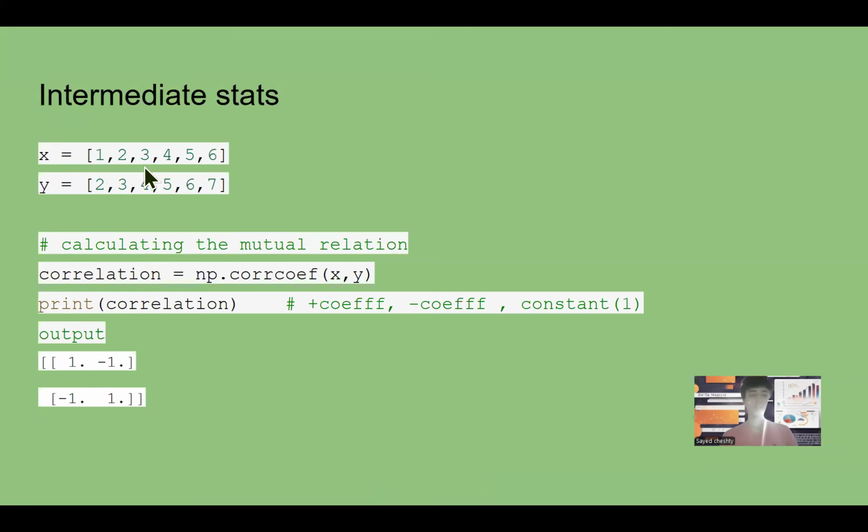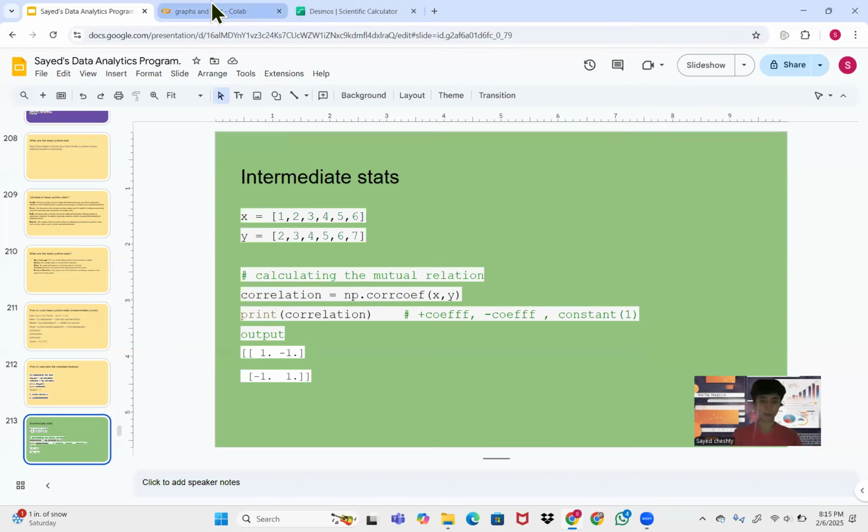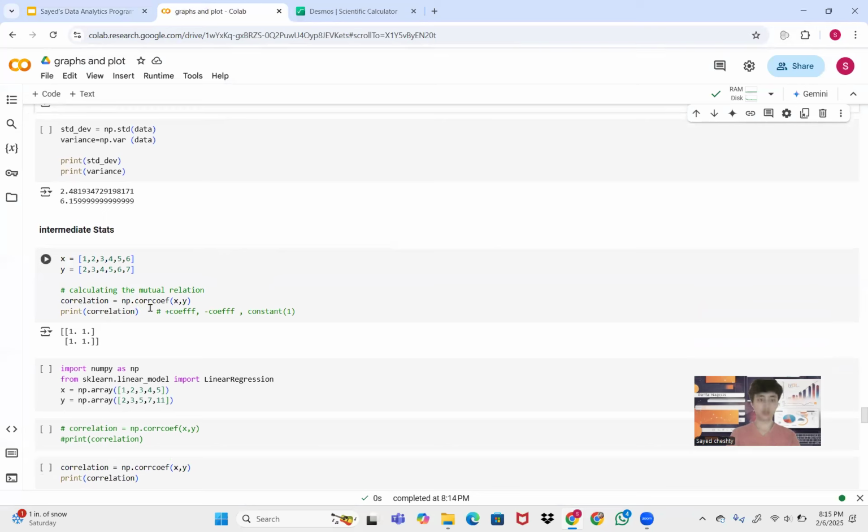So here we make two datasets having different numbers, and correlation equals np.corrcoef(x, y) and print. Oh wait, don't put that one here, I think I messed up. Intermediate stat. Oh no, corrcoef of x, y, print, and we get 1, 1, 1, 1. Why? Because this is what we should get. So one is one right here, another one is right here. So one row of each column, one row of each column. So that's how it is.